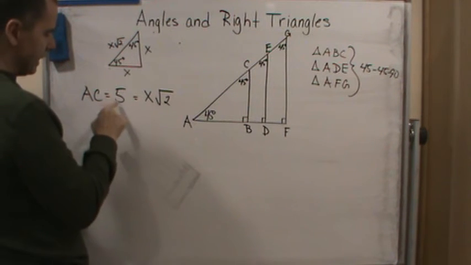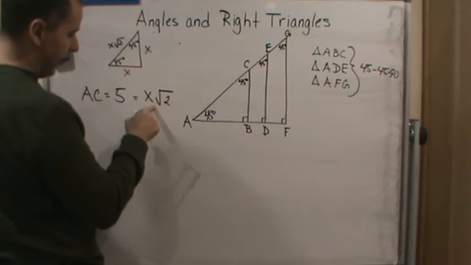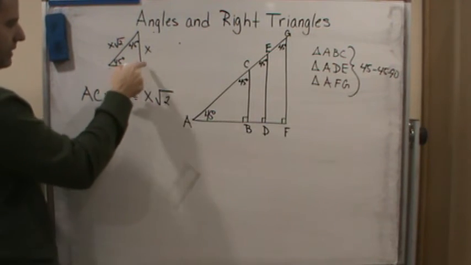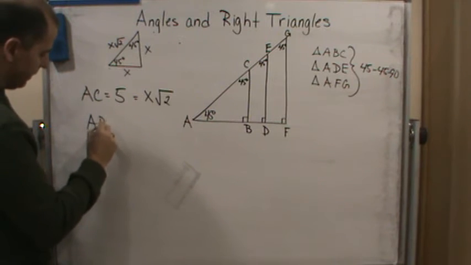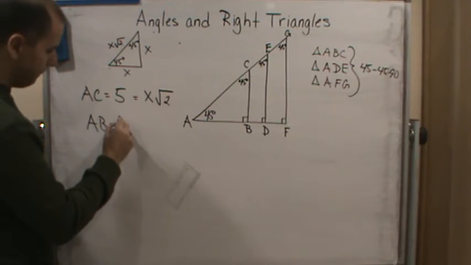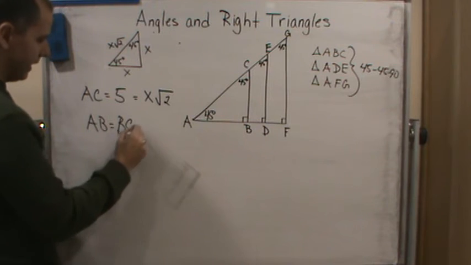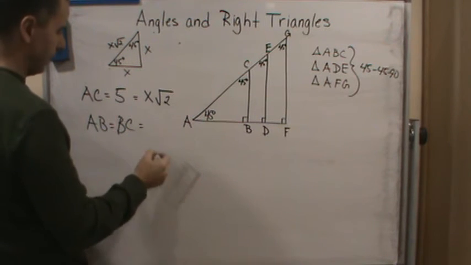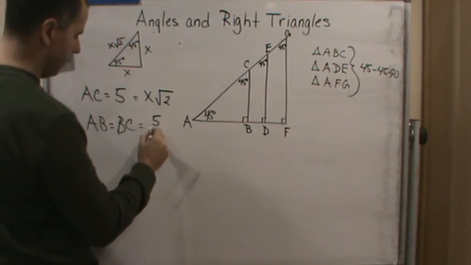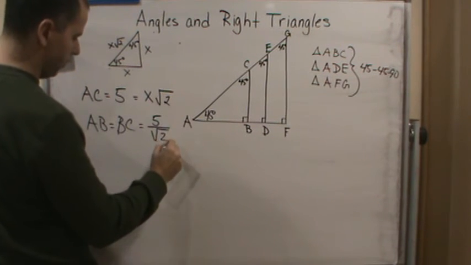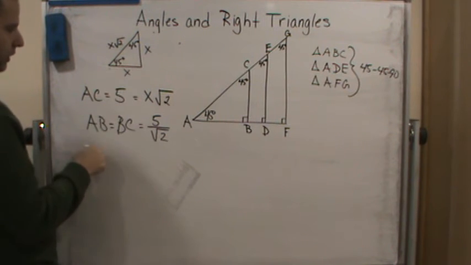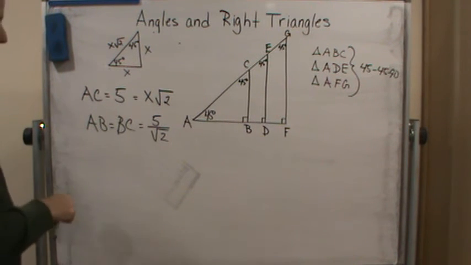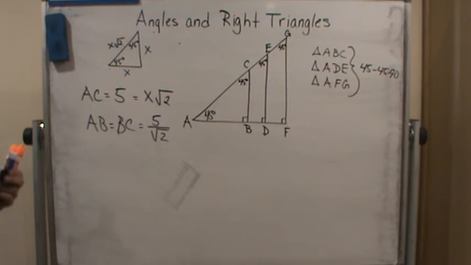So if AC is equal to 5 and 5 has to equal x times the square root of 2, then what are the two sides? Well, I know that AB, which has to equal BC, has to equal 5 divided by the square root of 2. Because if I solve for x here, that's exactly what I get. I get x equals 5 divided by the square root of 2, and I'm done. See how easy it is when you know that it fits one of these triangles?